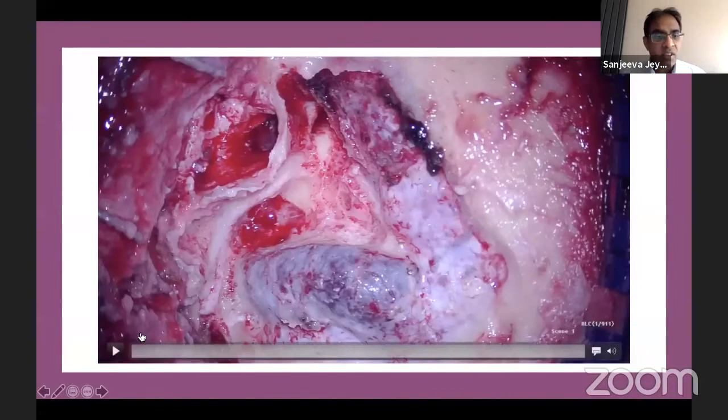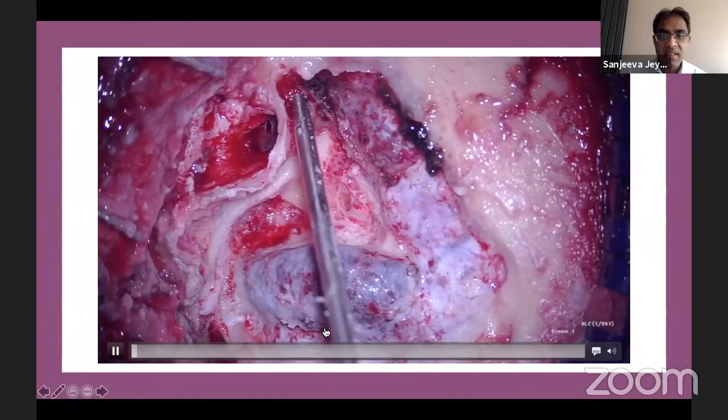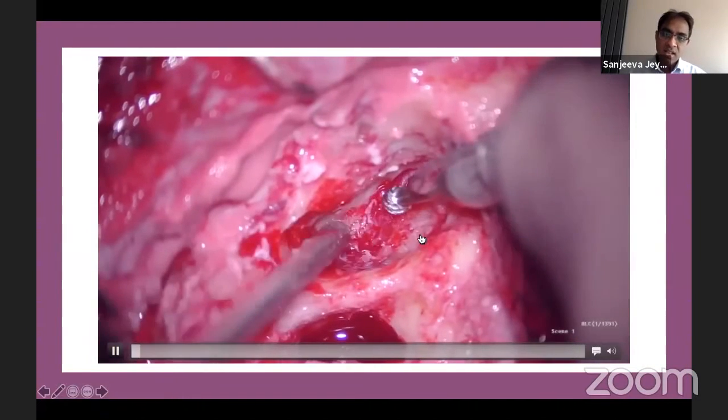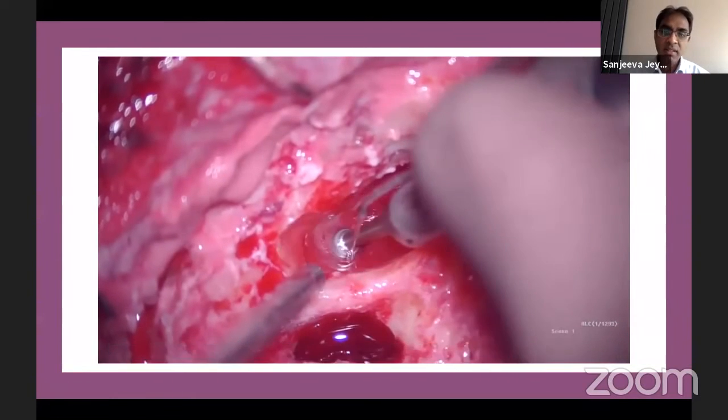Okay, so we're going to watch the video again. This is actually a transotic approach, so we're going to drill the labyrinth away, all of the retrolabyrinth area, and drill down here towards the cochlea. We'll skip the bit where we did an anterior petrosectomy as well. So we'll just start that. This is left-hand side. This is the bony canal, the external bony canal, drilling there.